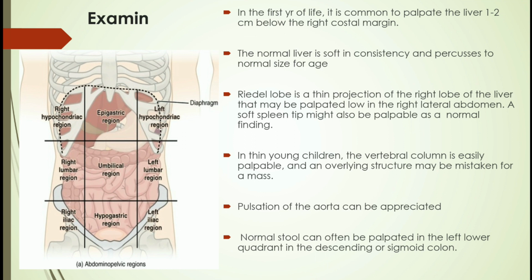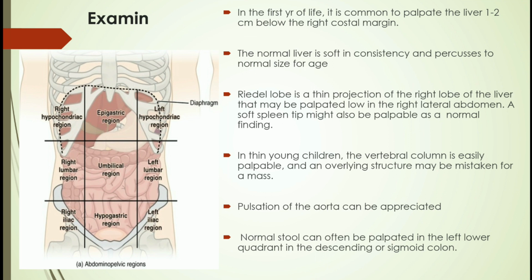Coming to the deep examination, we will examine the liver first. We will palpate the liver. Usually it is 1 to 2 centimeters palpable below the right costal margin in the first 12 years of life, right? The normal liver is soft in consistency and percusses to normal size for age. A Riedel lobe is a thin projection of the right lobe of the liver that may be palpated low in the right lateral abdomen. A soft spleen tip might also be palpable as a normal finding.